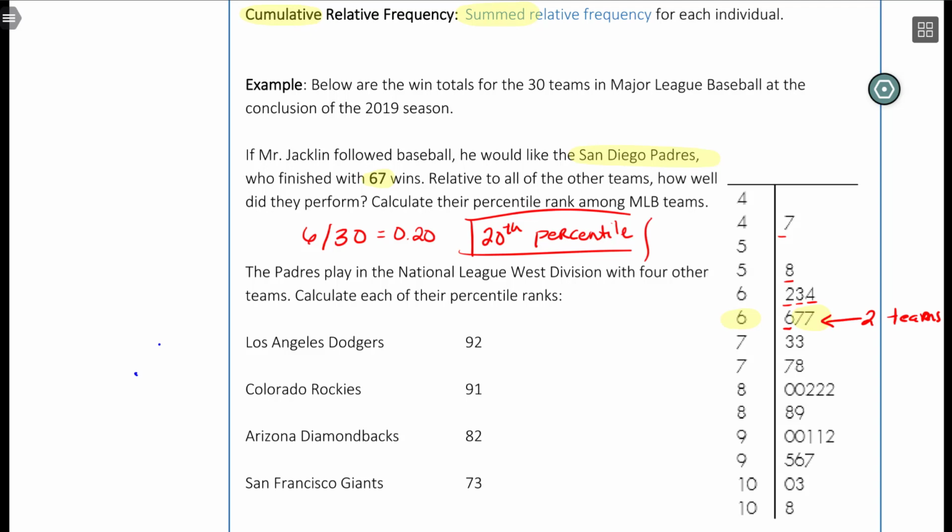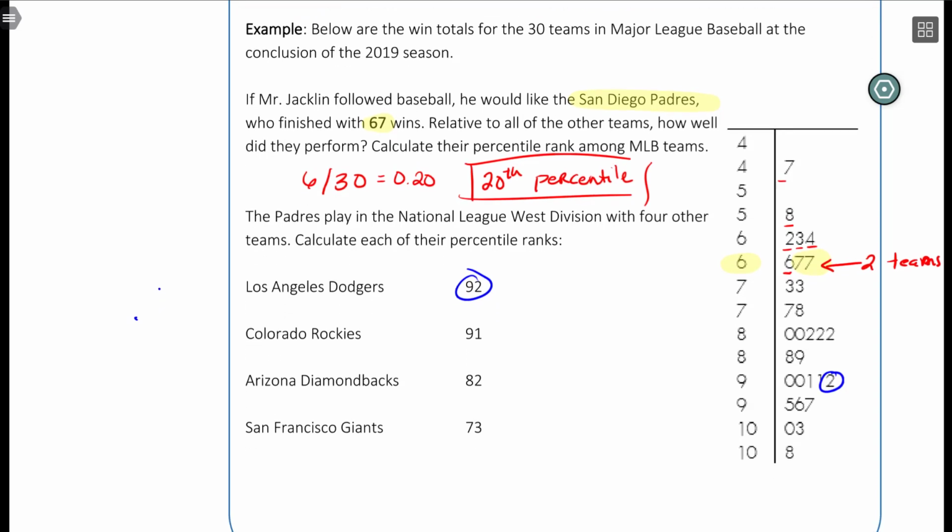Okay, so we'll start off with the Los Angeles Dodgers that had 92 wins. So 92 wins, I see that there's just this one team. Now there's a lot of teams that have fewer wins than the Dodgers. We can take a little bit of a shortcut and do something that's related to the complement rule that you might remember from probability in your geometry classes. So instead of looking at those that had fewer wins than the Dodgers, let's go ahead and look at how many teams had the same number of wins or more than the Dodgers.